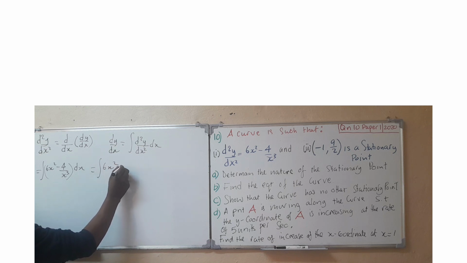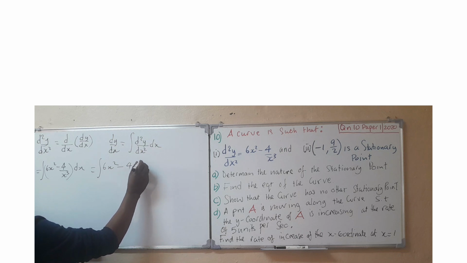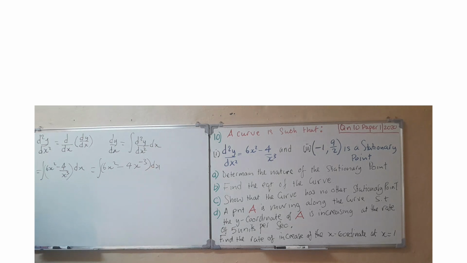6x squared minus 4x to the power minus 3, with respect to x. I find it simpler to handle when it's like that. Integrating that, we raise our power to 3, then we divide by it, so it becomes 2x to the power 3. Here we raise it to minus 2, and then we divide by it. So minus 4 divided by minus 2 is plus 2x to the power minus 2.